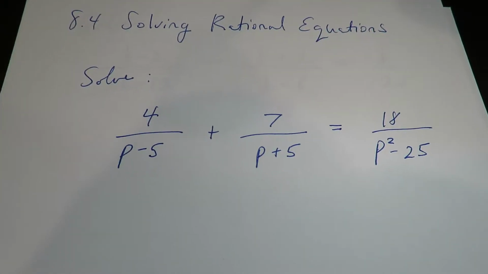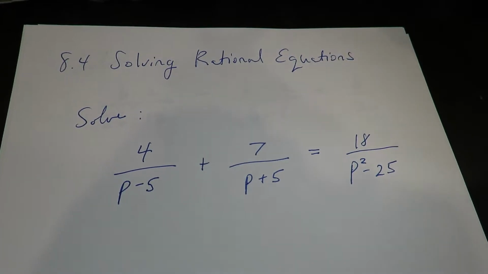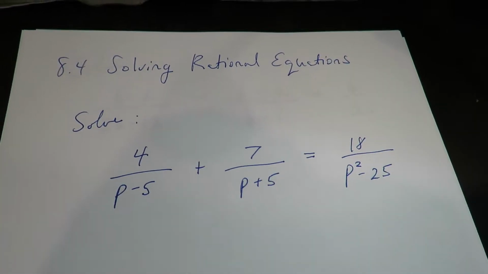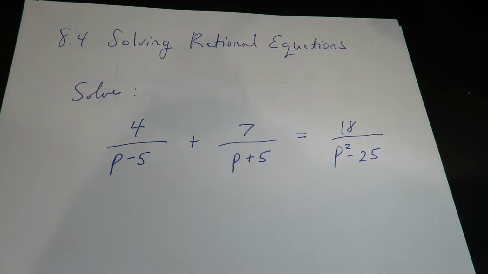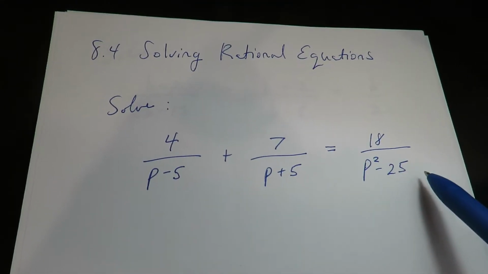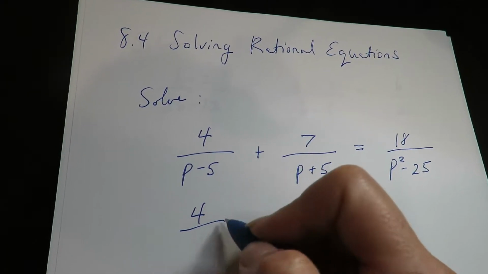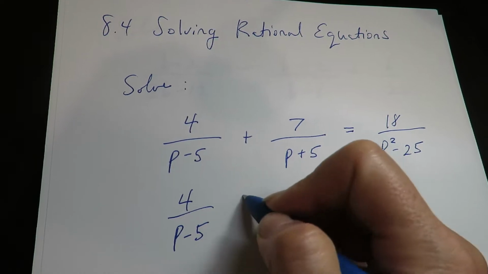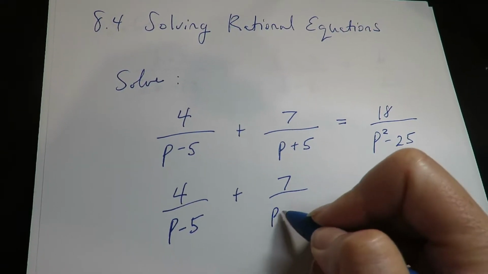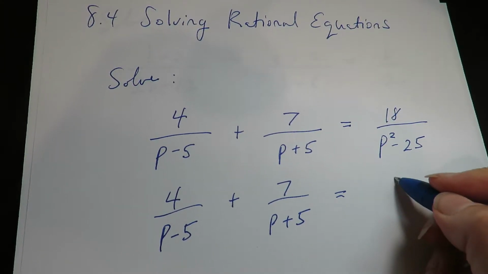Hi gang! 8.4 is solving rational equations. So equations that are fractions. Alright, the first step here that you want to do is factor anything you can in the denominator. So I'm going to factor this difference of perfect squares.